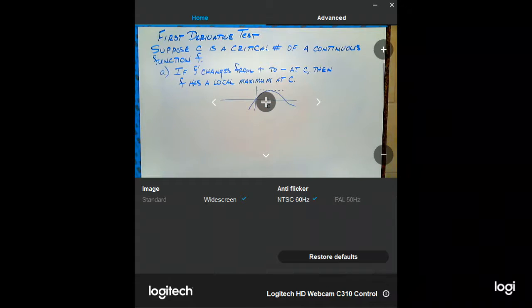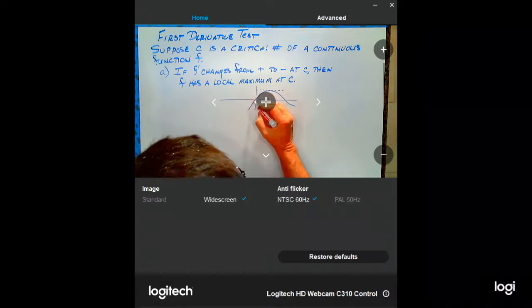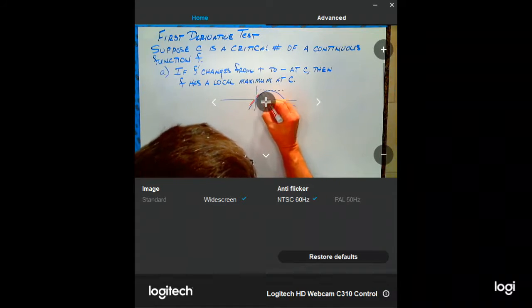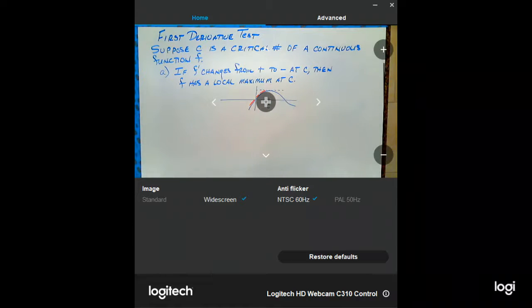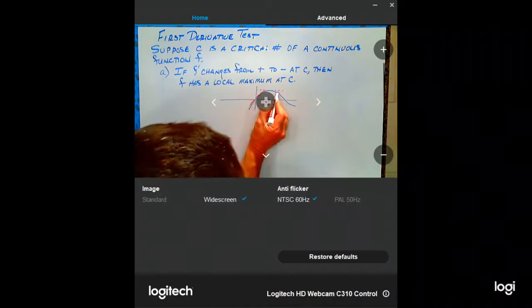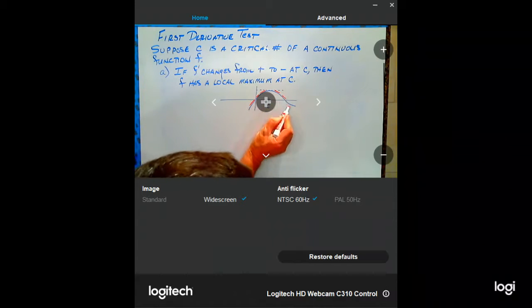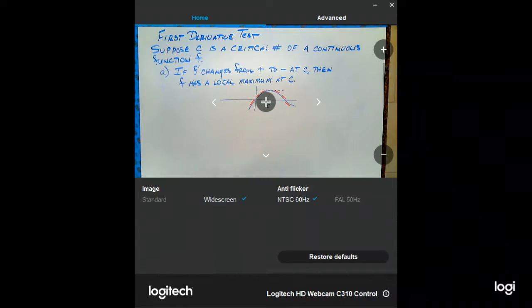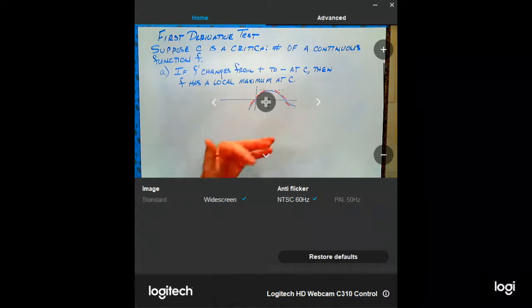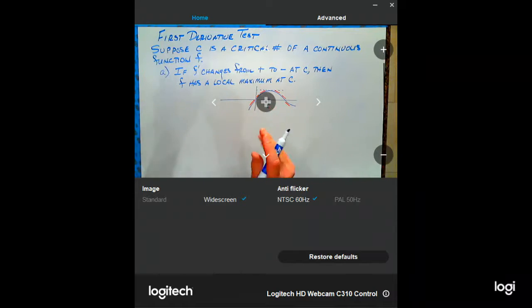At that point, what can we say? Well, the derivative is the slope of the tangent line. The slope of the tangent line over here is positive. The slope of the tangent line over here is indeed negative. So our derivative has changed signs, from positive to the left of C to negative on the right of C. And as we can see from the picture, C does indeed turn out to be a local maximum. So that's the essence of the first derivative test.